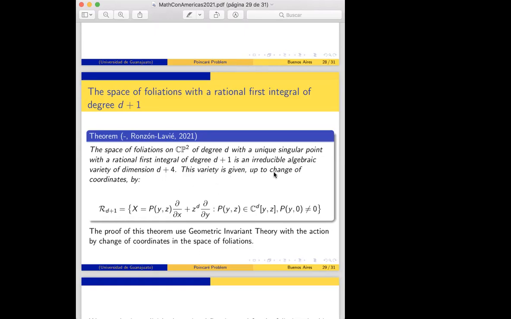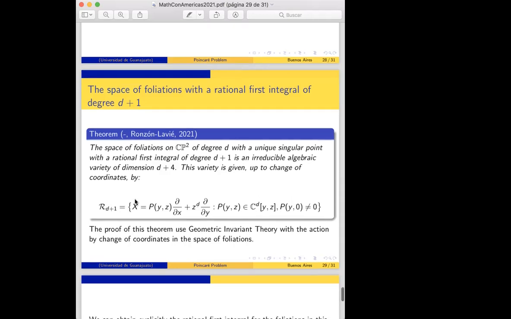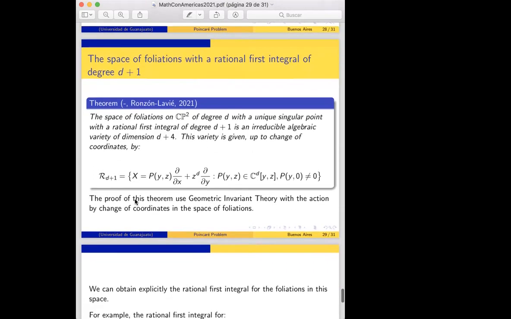This variety is given, up to change of coordinates, by the foliations given by this form. This is the meromorphic vector field where P is a polynomial in two variables. This is a homogeneous polynomial of degree d in the direction of x plus c d in the direction of y, where we have this condition: P evaluated in y0 is different from 0. The proof of this theorem uses geometric invariant theory with the action by change of coordinates in the space of foliations. This is the description. We take the change of coordinates of this space to obtain the dimension d+4.